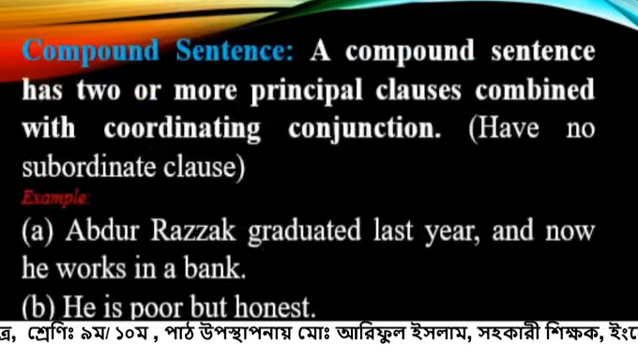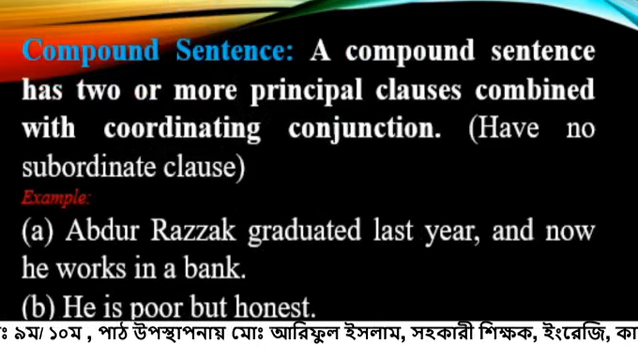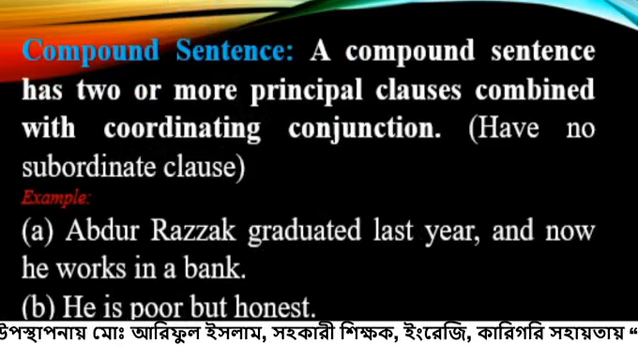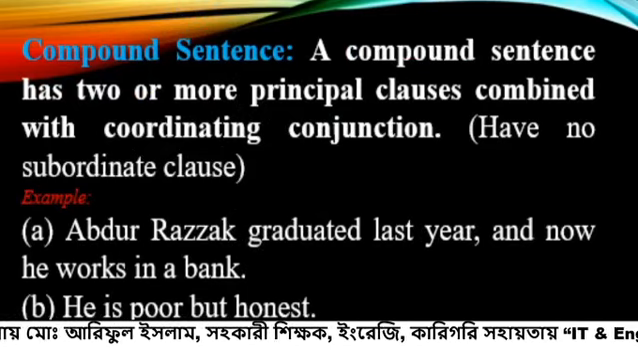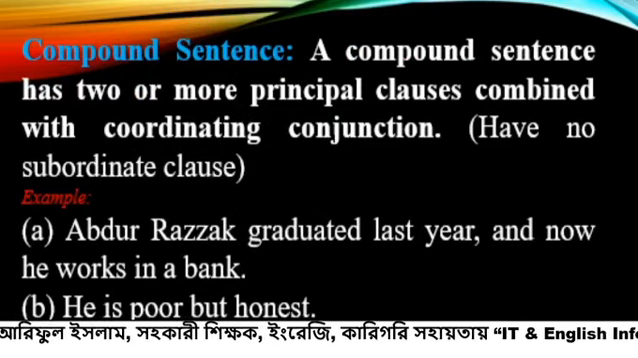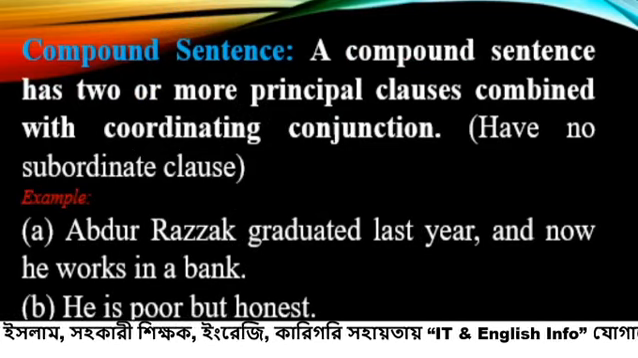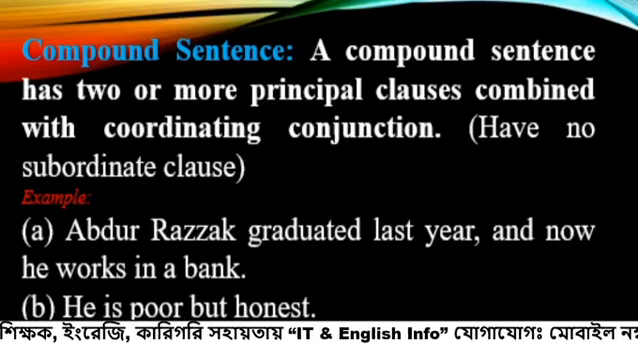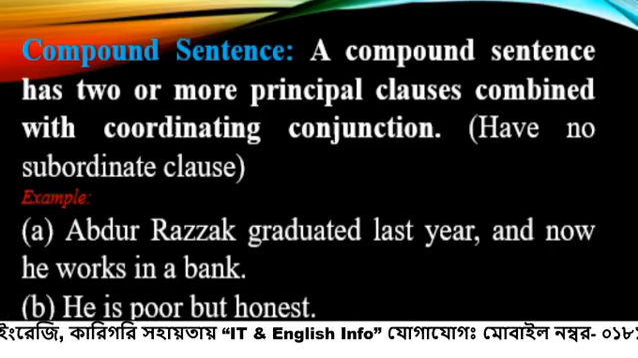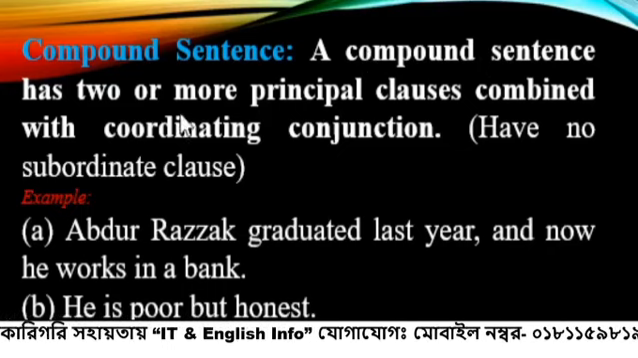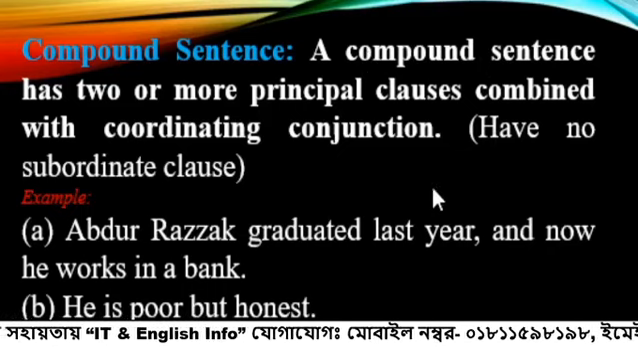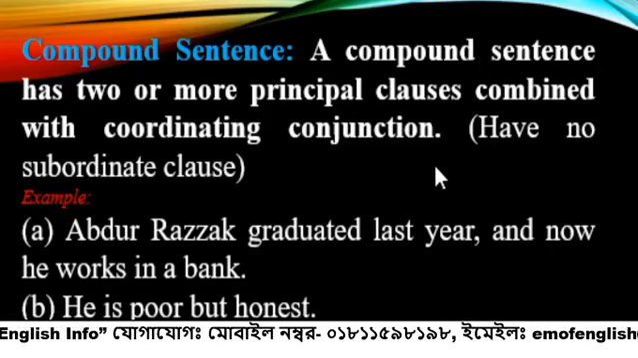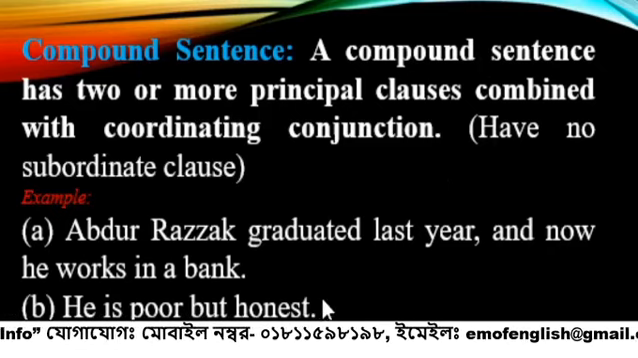It is the compound sentence. Do you know what a compound sentence is? A compound sentence has two or more principal clauses combined with a coordinating conjunction and has no subordinate clause. It's called a compound sentence. Let's go to example A.